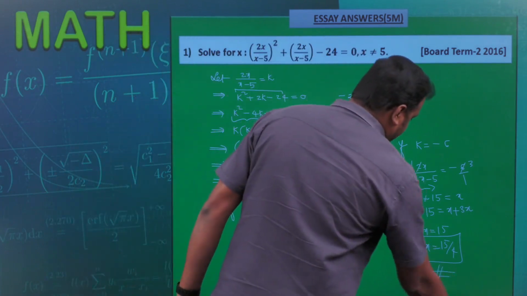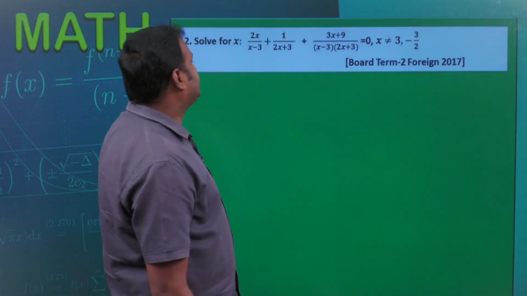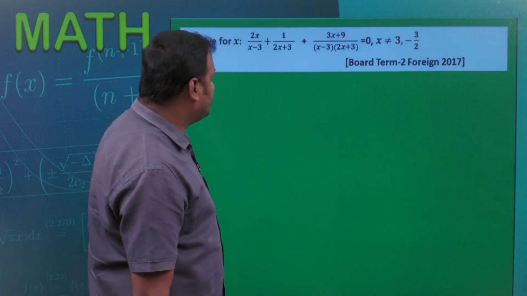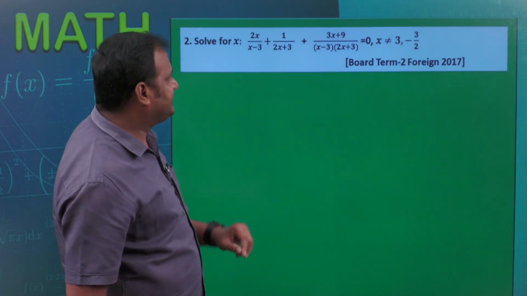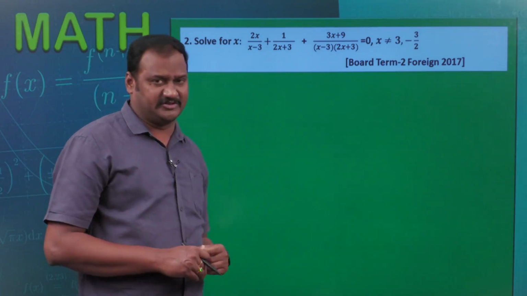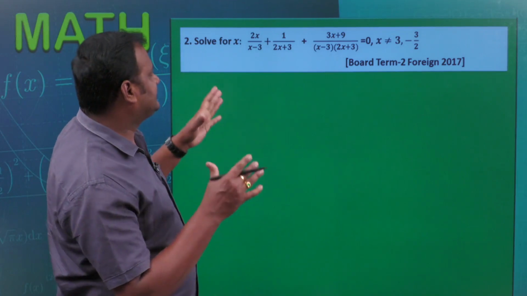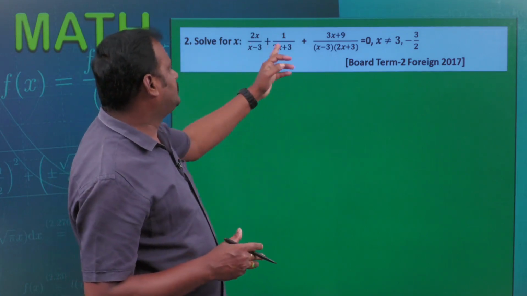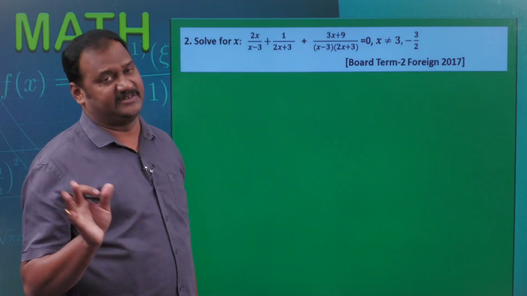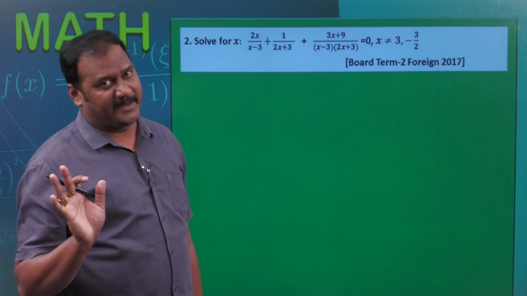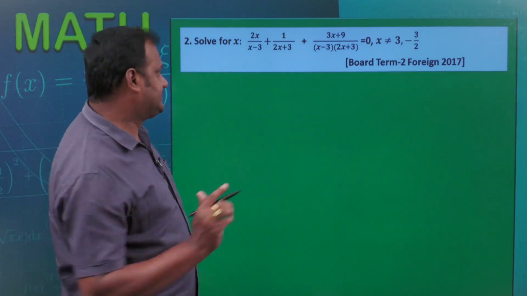Moving on to the next problem. So here, 2x by x minus 3 plus 1 by 2x plus 3 plus 3x plus 9 divided by x minus 3 into 2x plus 3 is equal to 0. See, again this equation has three different terms. So the only thing here is simplification, by using proper techniques.